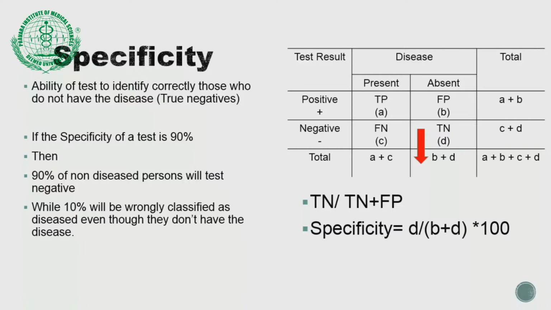Now looking at the 2 by 2 table, how do we see specificity? Specificity is given by the formula true negative upon true negative plus false positive, or D upon B plus D, that is this arrow. So if you make this arrow, you will remember the formula for specificity.